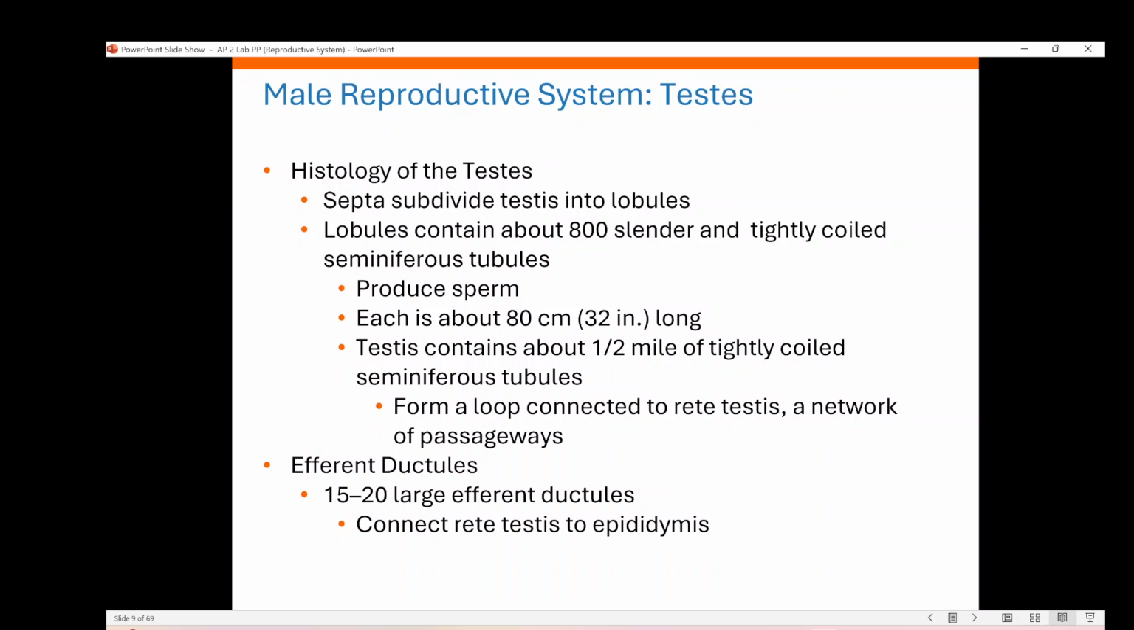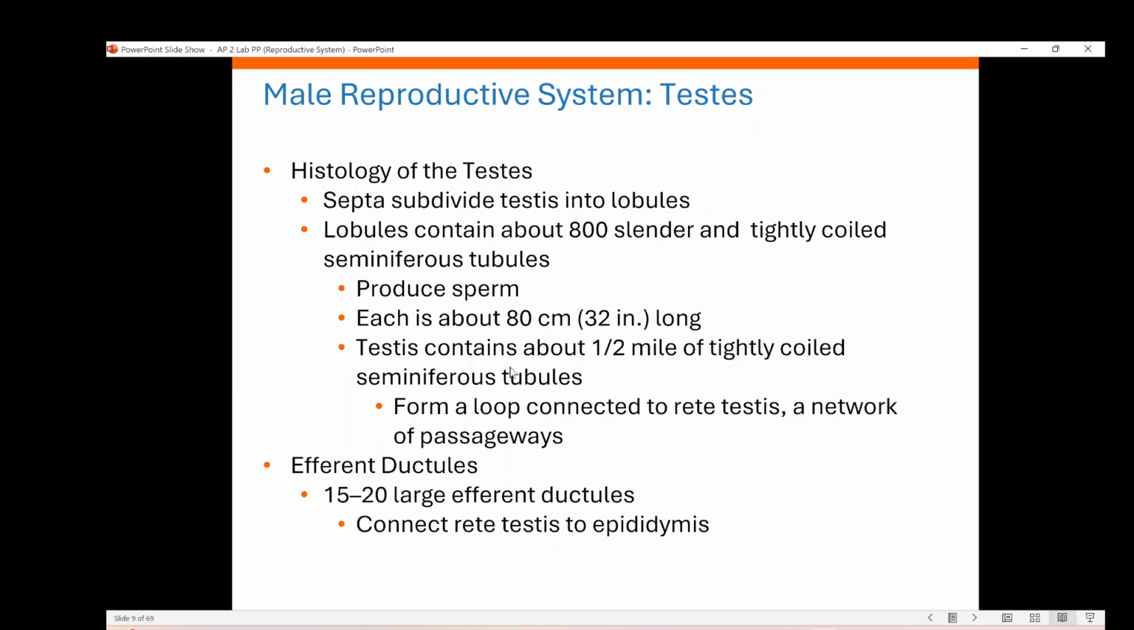The little compartments that the septa form, we're going to call lobules. Now, what's important is that the lobule contains about 800 slender and tightly coiled tubes. These are known as the seminiferous tubules. Their job is to produce the sperm. This is really interesting. Each tube is about 80 centimeters, which is about 32 inches long. So if we tied them all together, we'd have about half a mile of tightly coiled seminiferous tubules. That's pretty impressive, fitting half a mile of tubules in the testicle.